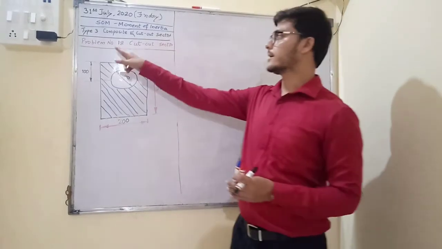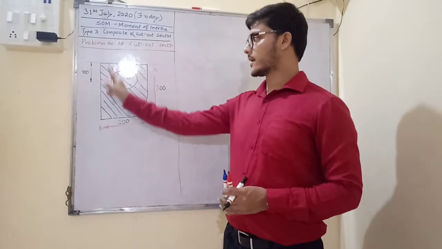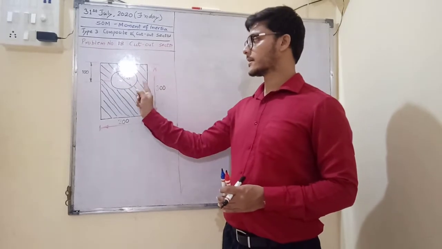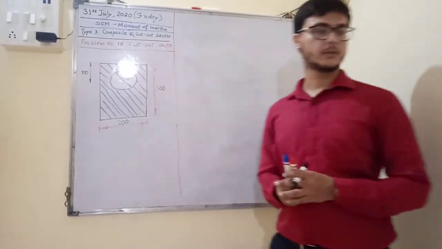This is problem number 18, cutout section. In this one, a rectangle is given and from it a circle is being cut out. So hatching lines are shown. I will read the problem first.